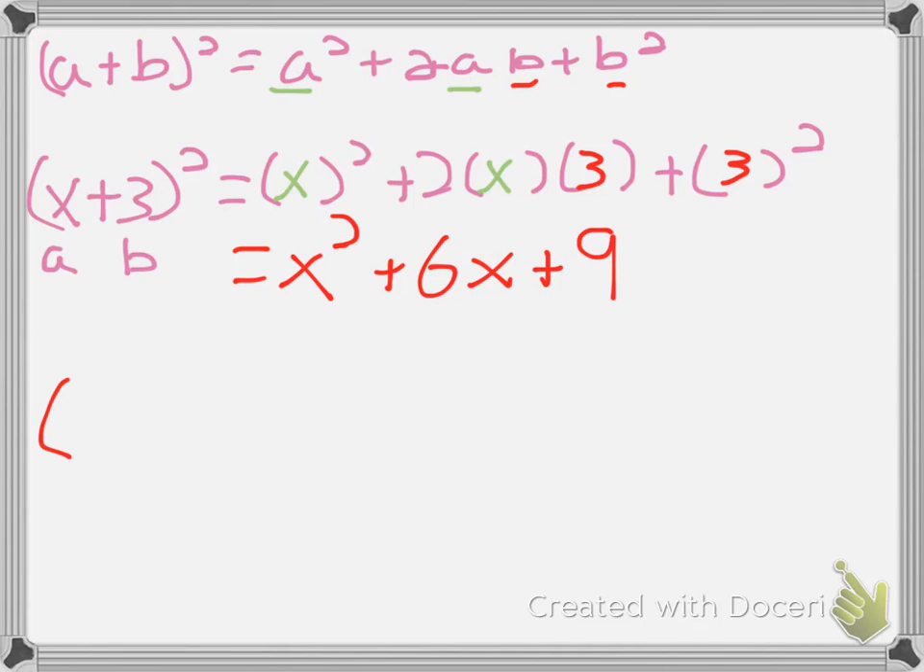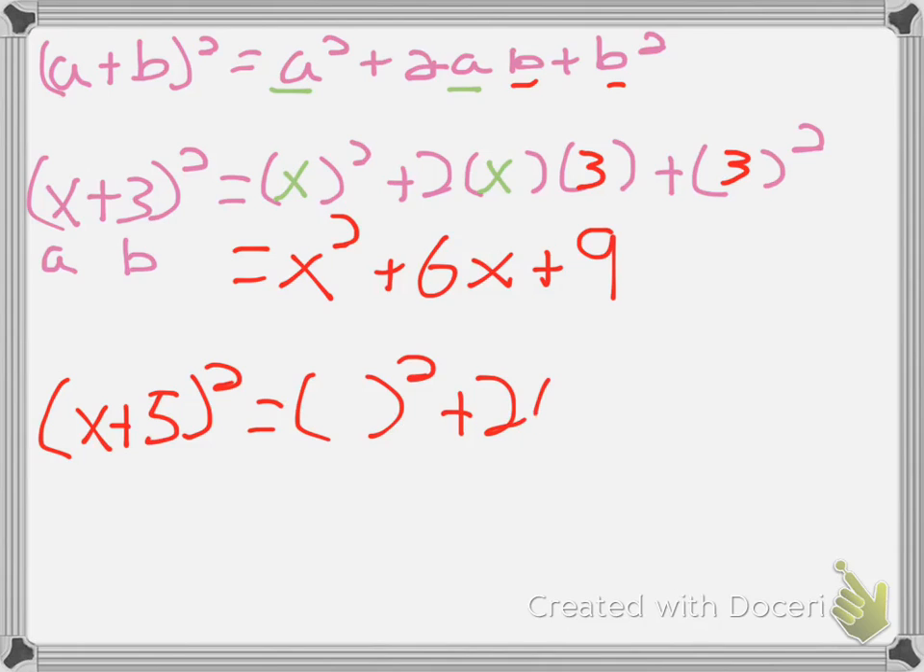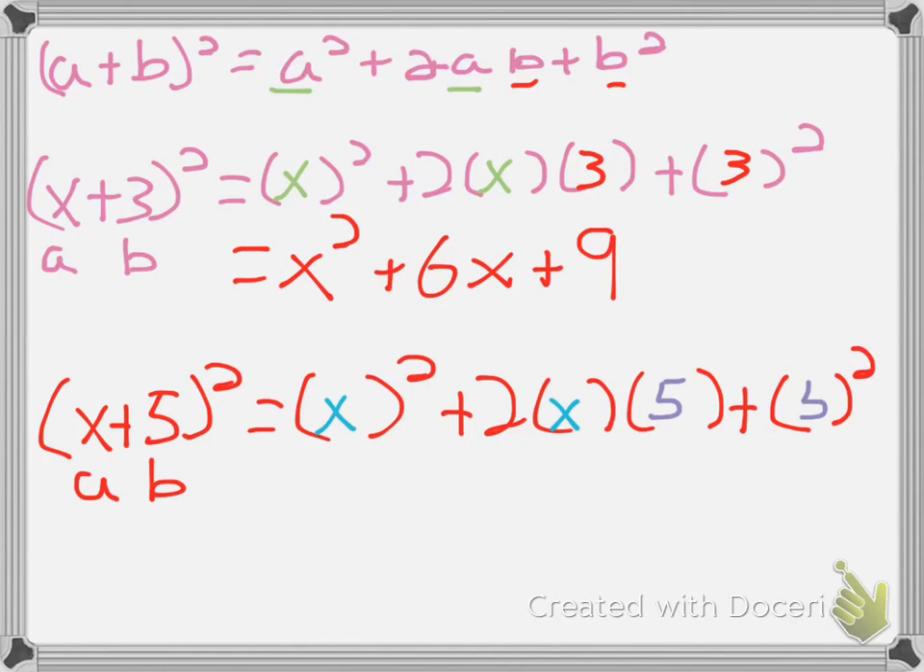Okay? Let's do this problem: (x + 5)². Again, let's take our time to set it up nicely. Once you identify your a and your b, it's as easy as going a, a, b, b. So x, x, and then 5, 5. So let's continue it out. We have x squared plus 10x plus 25.